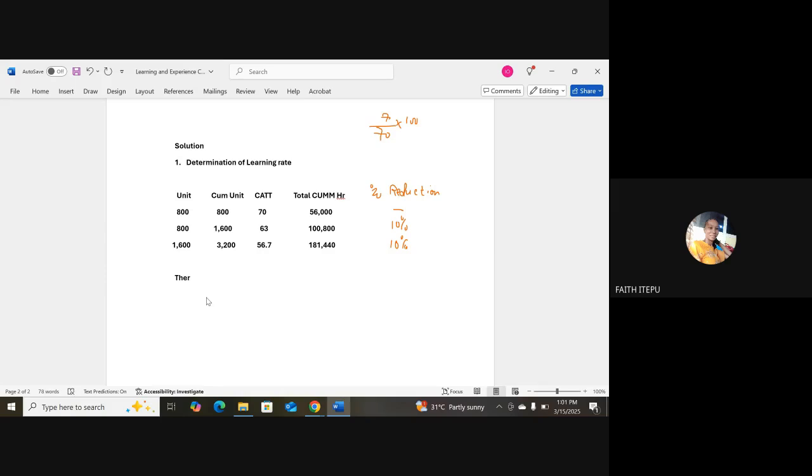90%. Therefore, the learning rate is 100 minus the percentage reduction. The learning rate that applies is 100% minus that 10%, which gives us 90%. So that's what the question asks us to do in that one.